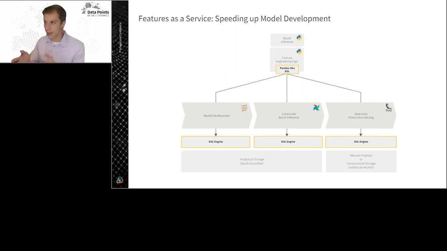And these cases are generally different, and in order to harmonize this logic execution, one of the best practices that we use is to create some sort of domain-specific language, a DSL, that allows us to specify the feature engineering logic in a storage-agnostic way, so that the same logic specified using this DSL can be executed either on top of these batch storages or in real-time mode for production serving. Then once we have this part covered, we can start to build models on top of that.